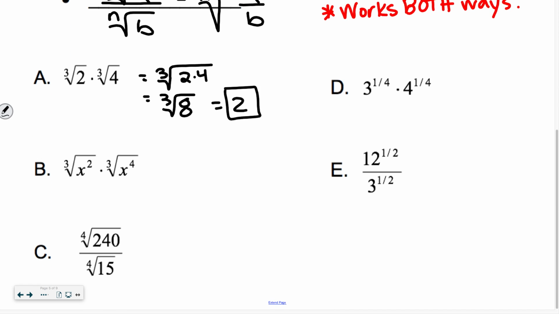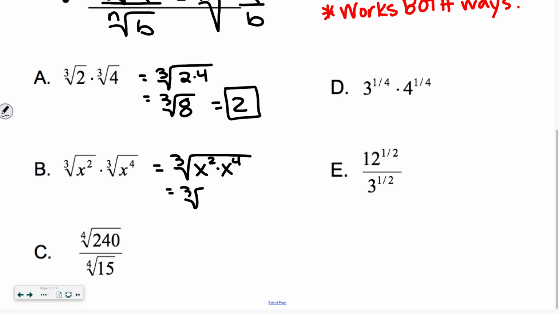Okay. Here's one with letters instead of numbers. So this one, I can actually simplify the cube root of x to the 4th right now. Okay, but I could simplify it and then multiply it, but then I might have to simplify it again. So ideally, if you see that you're doing cube roots of things with the same base, I would combine them first and simplify once. So we can say this is the cube root of the 2 radicands, which are different, x squared times x to the 4th.